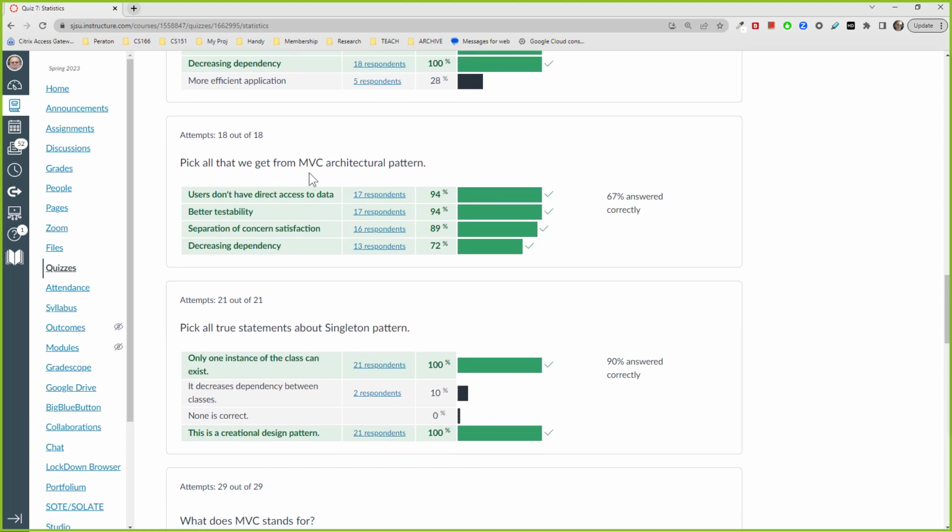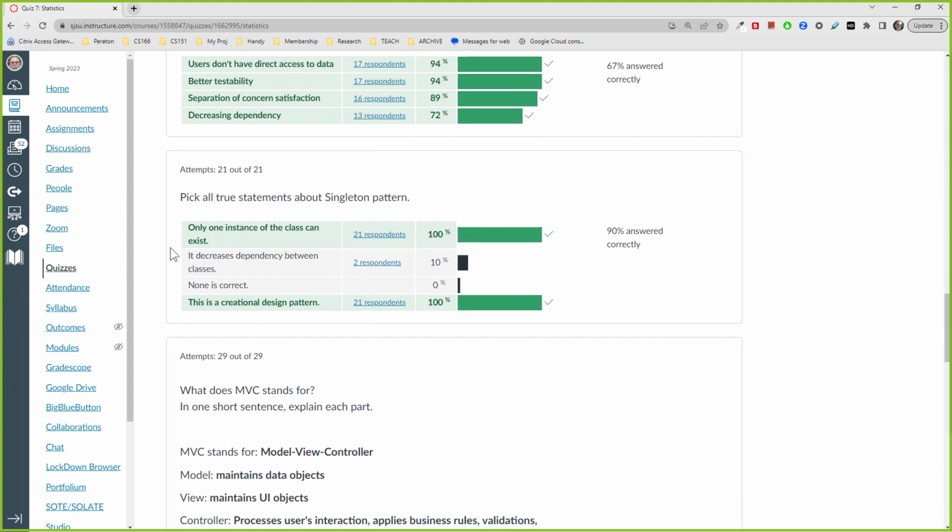Pick all that we get from MVC. All of them are correct: users don't have direct access to data, better testability, separation of concerns, decreasing dependency. All of them are correct. Just review the slides.